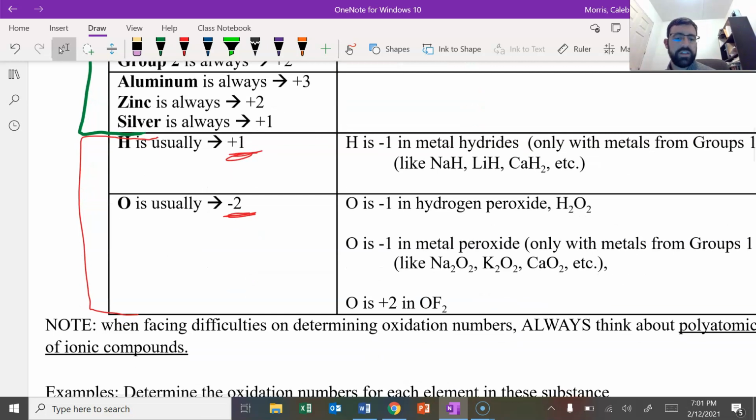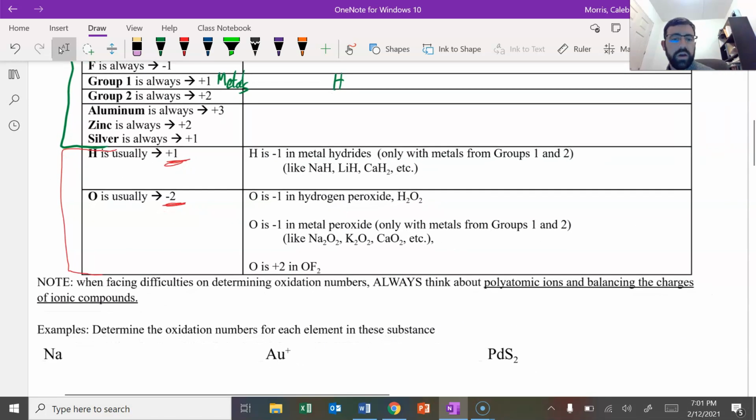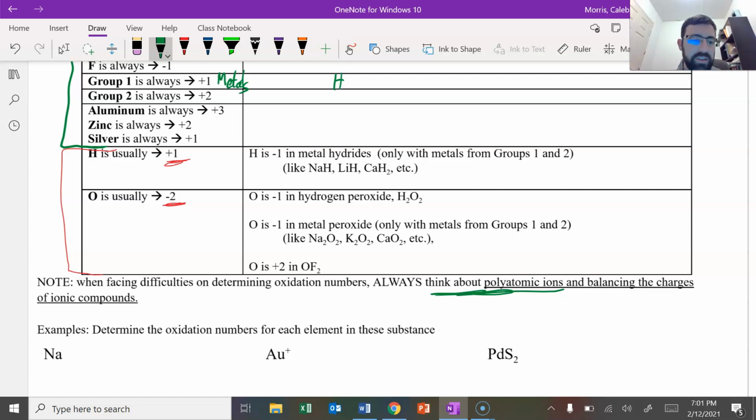And pay attention to this note down here. When you're facing difficulties, if you're not sure what to do, always think about the polyatomic ions and balancing the charges of ionic compounds. Think back to when we talked about finding the Roman numeral of a metal, and that's kind of what we're doing here. We're trying to find out what's the charge of each ion.